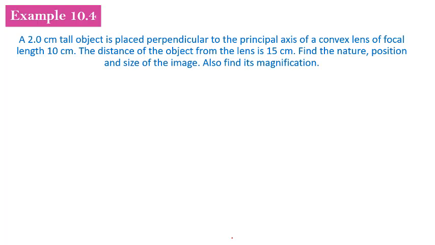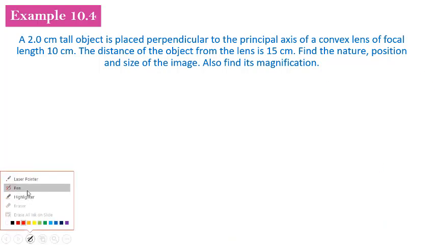Okay. Let's solve example 10.4. A 2.0 cm tall object is placed perpendicular to the principal axis of a convex lens of focal length 10 cm. The distance of the object from the lens is 15 cm. Find the nature, position and size of the image. Also find the magnification. So we have to find each and everything.